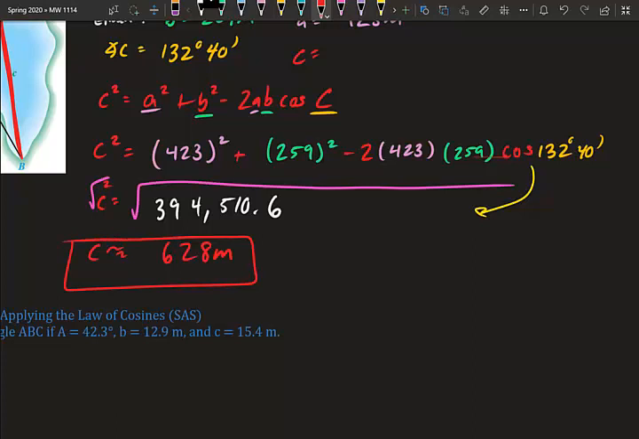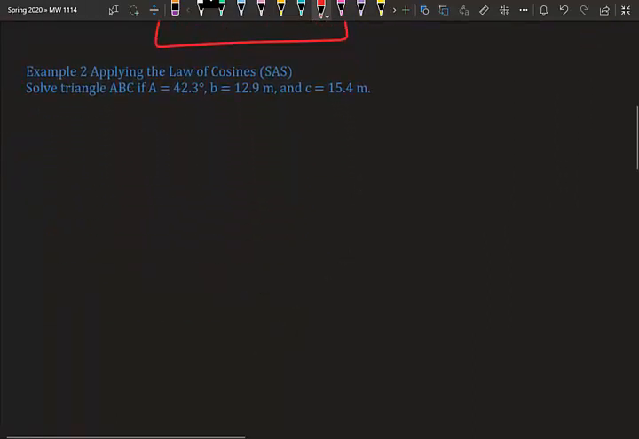We are going to solve triangle ABC when A is 42.3 degrees, B is 12.9 meters, and C is 15.4 meters. So how do we know to use law of cosines or law of sines? No variables match. We have A, B, and C. It doesn't matter if they're angles or sides or whatever. No, none of the letters match. Since that's the case, we use law of cosines.